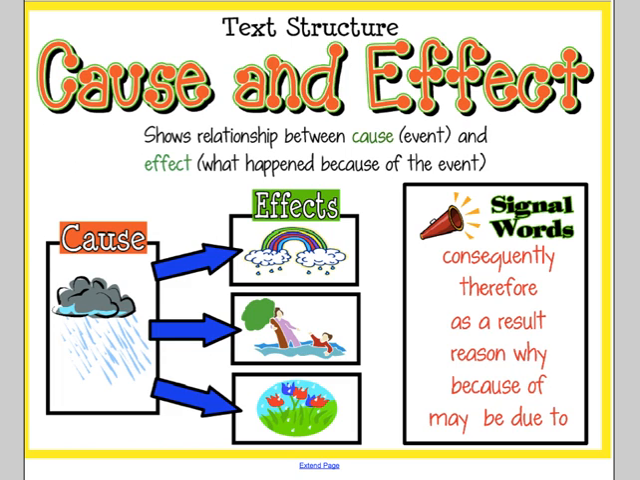Okay? Signal words for a cause and effect nonfiction text would be consequently, therefore, as a result, reason why, because of, may be due to. Those are the kind of words you're going to notice in a cause and effect text structure.